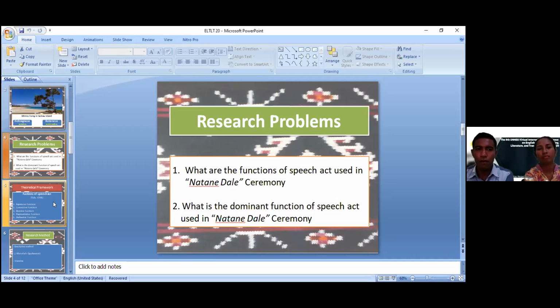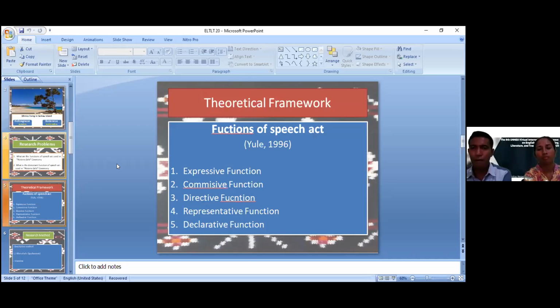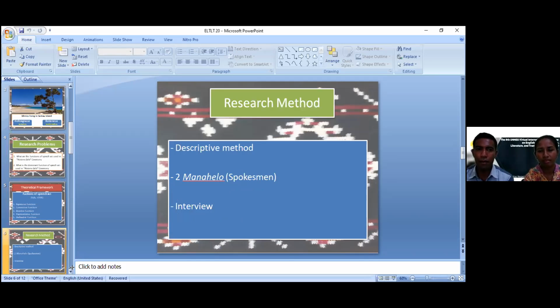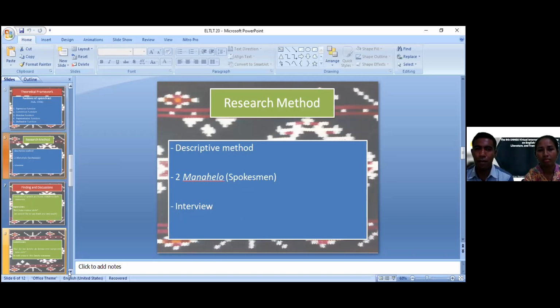Of course, when we are talking about speech acts, then we need to have some theories. That's why we have a theoretical framework here. We used the theory of Yule in 1996 about the functions of speech act, in which this theory divides the function of speech act into five types. Number one is expressive function. Number two is commissive function. Number three is directive function. Number four is representative function. And number five is declarative function. For the method and the findings, they will be explained more by Ibu Nolci.